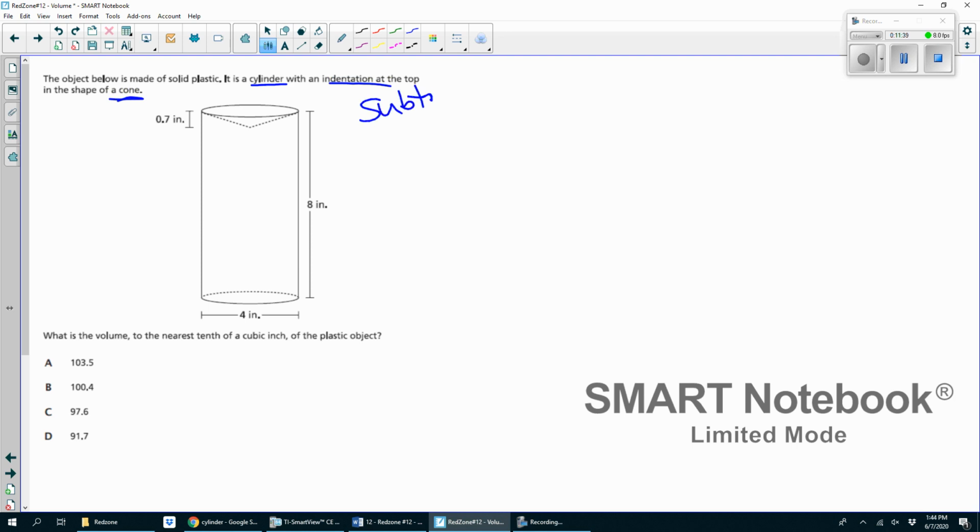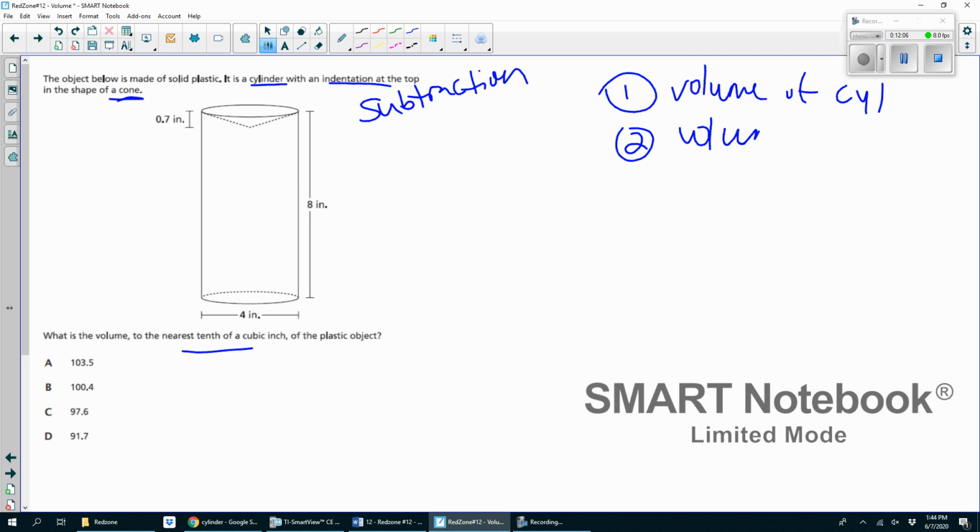So at some point, we're going to have to use subtraction. They're not adding two figures together, they're cutting out one of the figures. What is the volume, to the nearest tenth, of the plastic object? So not in terms of pi, we are rounding everything. So we're going to use our calculator to give us decimals. So if I want to write out the steps of what I need to do here, first I need to find the volume of the cylinder, the whole big object. That's where I need to start. Then I need to find the volume of that cone at the top, that indentation, that part that's missing. And then once I find those two volumes, I need to subtract.